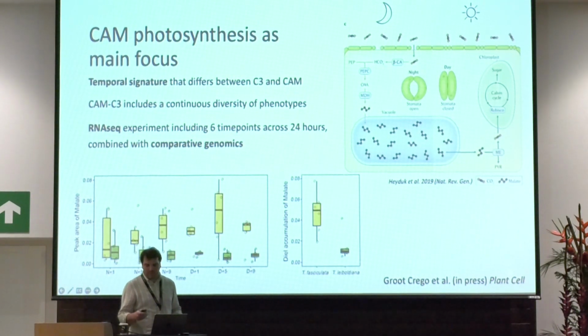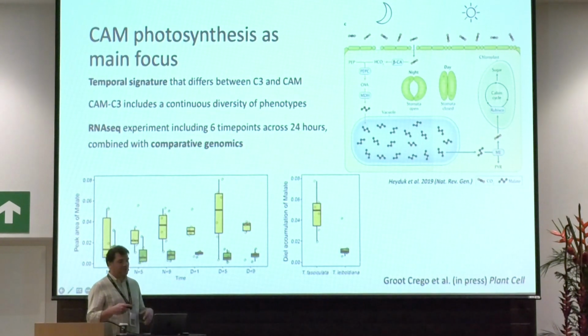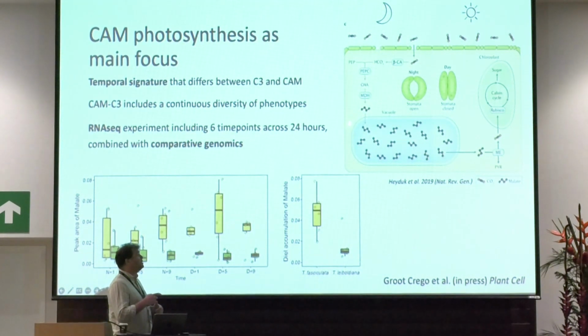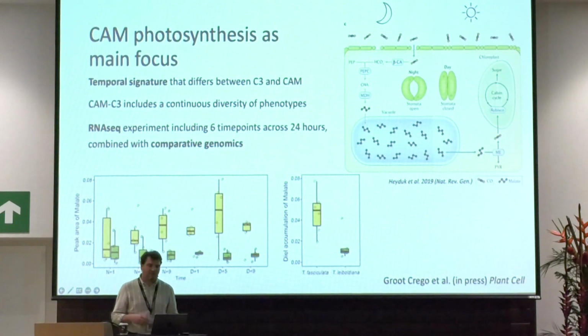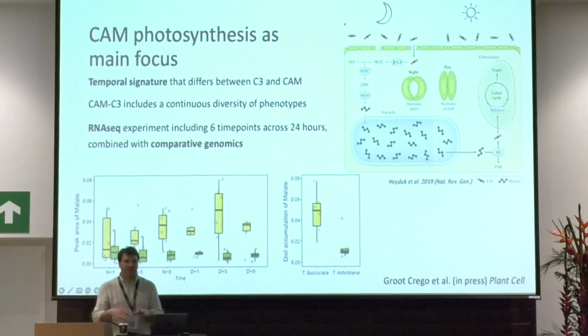Just as a reminder, CAM and C3 have a temporal signature, right? Plants doing CAM photosynthesis normally have the stomata closed during the day as an adaptation to drought, and then obtain carbon dioxide during the night, fixing it as malate and transporting it to the vacuole, then taking it from there during the day and using it in photosynthesis. I also wanted to remind you that CAM/C3 is not a binary trait. It includes a continuous diversity of phenotypes, going from weak CAM to facultative CAM to strong CAM.